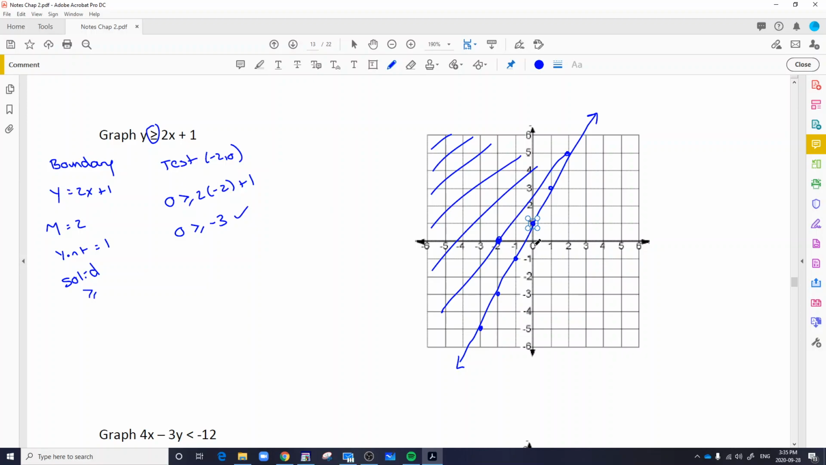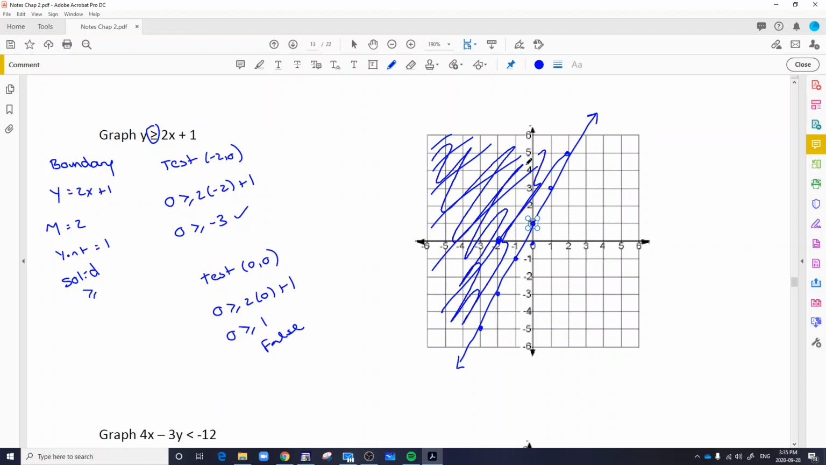If I were to pick something on this side, like 0, 0, which is on the other side, is 0 greater than or equal to 2 times 0 plus 1? Is 0 greater than or equal to 1? It's false. So none of the points on this side will make the equation true. Only the points on this side will make the equation true.